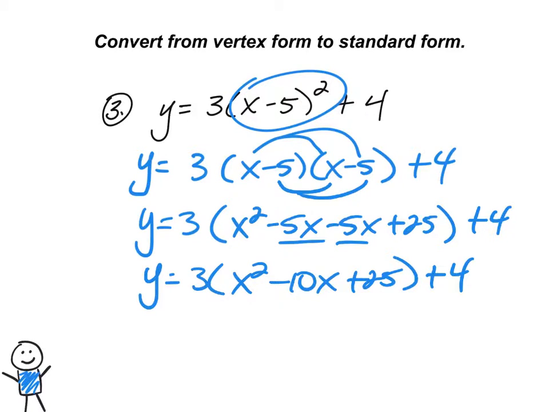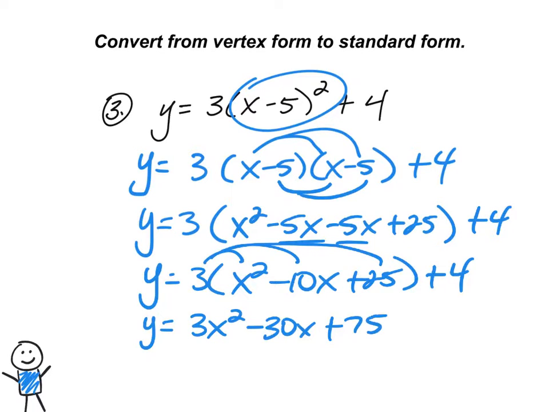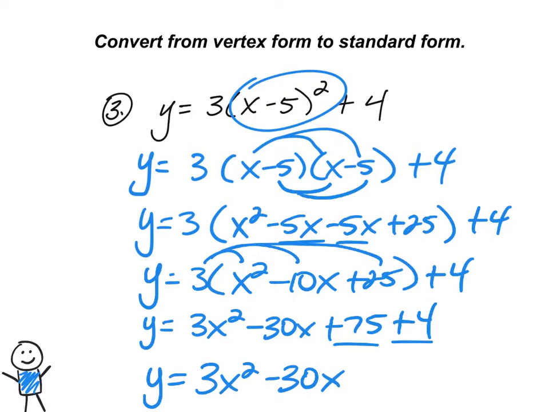So now I can take this 3, that's the coefficient, and distribute it to all 3 of those terms in the parentheses, giving me 3x squared minus 30x plus 75, bring down the plus 4. And then one last step to have this in standard form is to combine my like terms. So now I have 3x squared minus 30x. 75 plus 4 is 79.